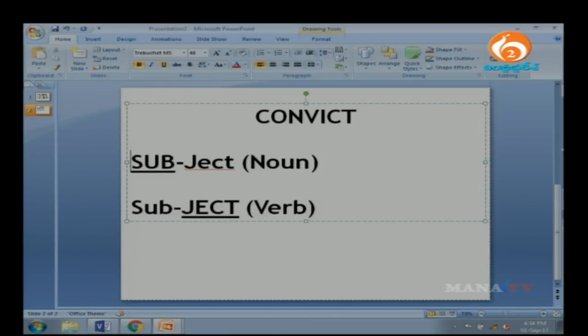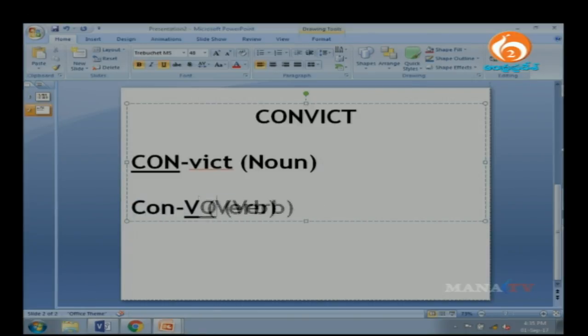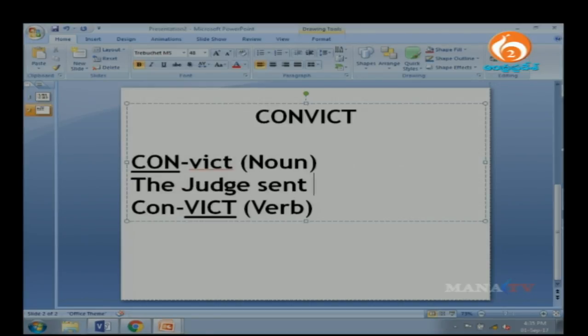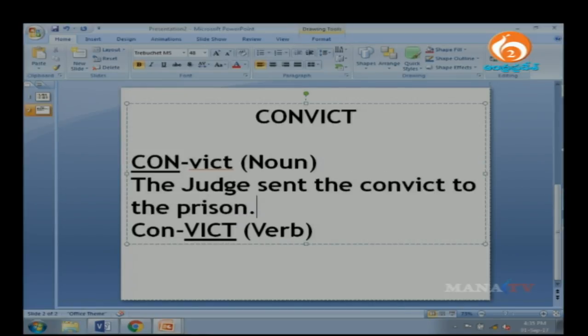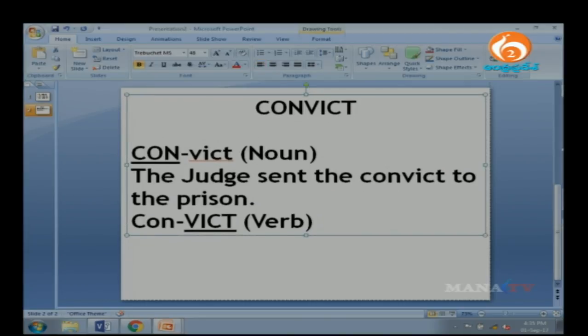All right. Another example, convict. If I am stressing on the first one, it means it's a noun. If I am focusing on the second one, it means it's a verb. For example, the judge sent the convict to the prison.